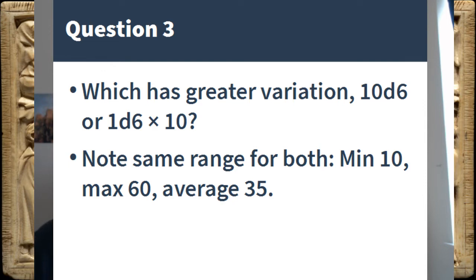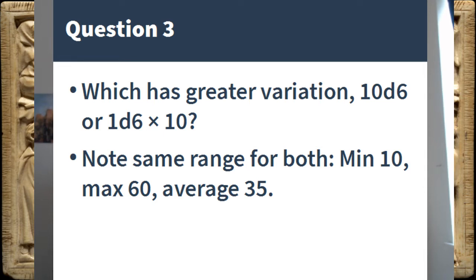Now notice that all the first order statistics of those dice rolling procedures are exactly the same. The minimum number you're going to roll is 10. The maximum you can get is 60. The average or expected value is 35, right? That's the mean, that's the median. In all those first order statistics, they're completely identical.